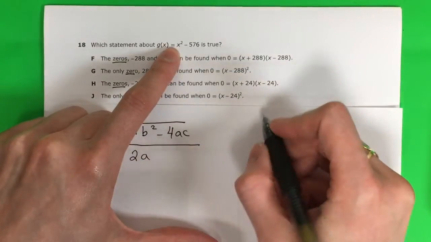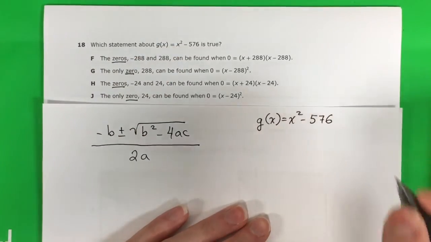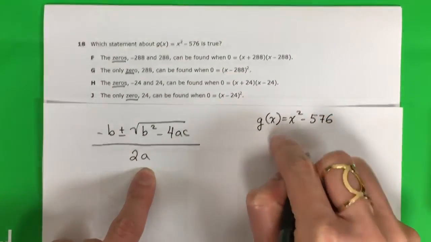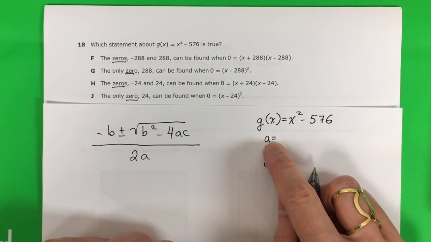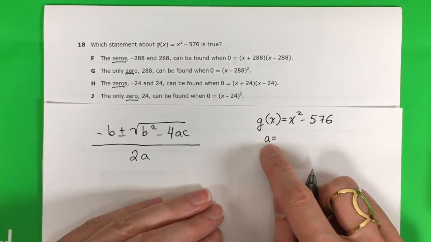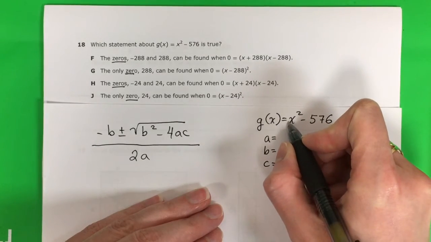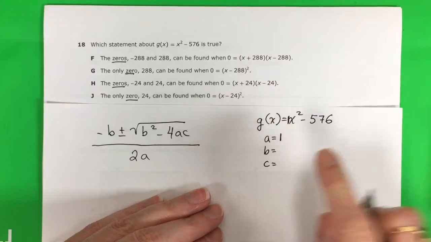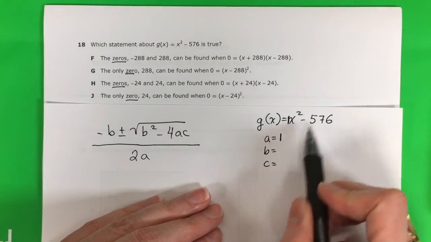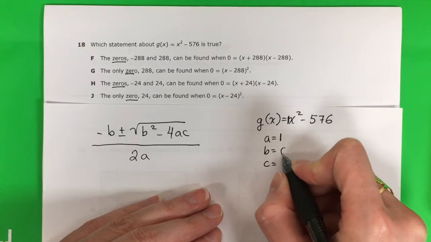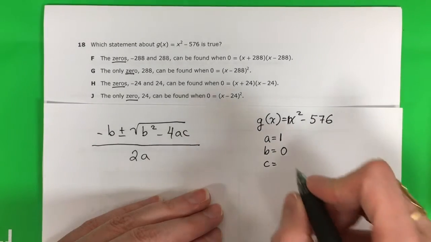I'm going to be using this equation right here. This equation is g of x equals x squared minus 576. Okay, so I need A, B, and C from here. So let's talk about what is A, what is B, what is C. A is the number in front of the letter squared. So A is the number in front of x squared. El número enfrente de x squared. So what number is in front? There is no number, so it is 1. B is the number with only the letter, only x. Is there a number that is only x? No. So that is 0. C is the number with no letter. No letter. That would be negative 576.